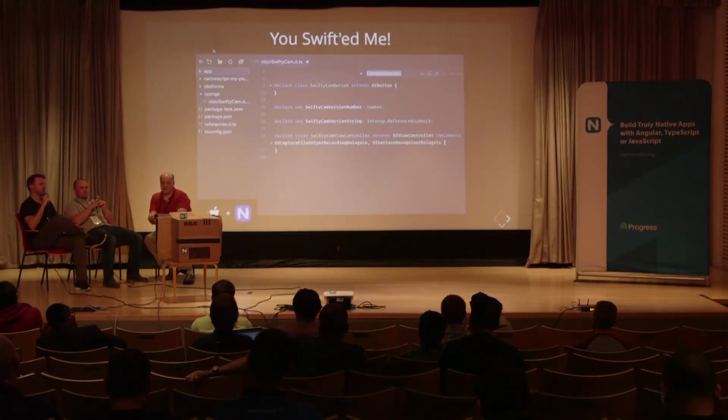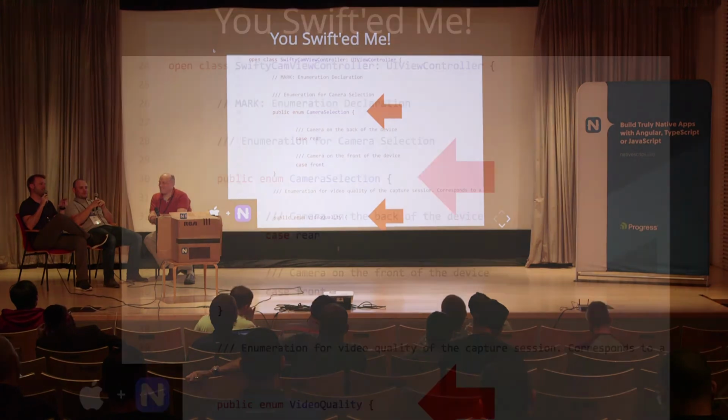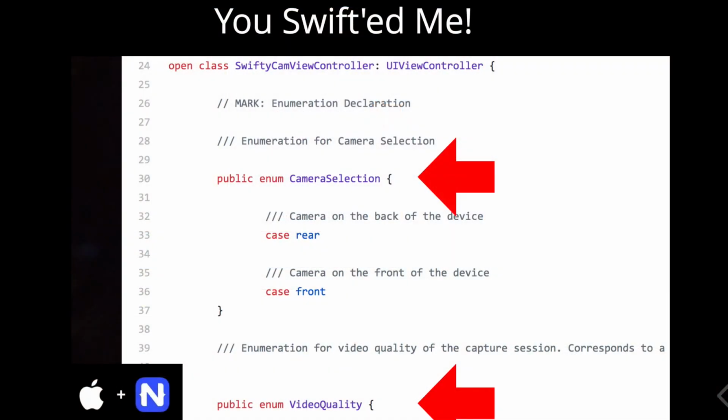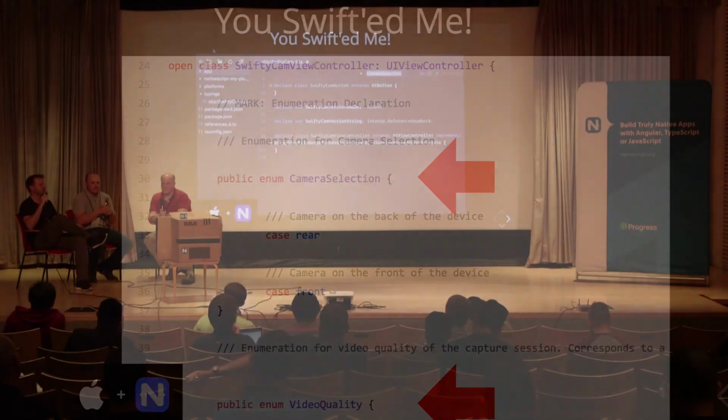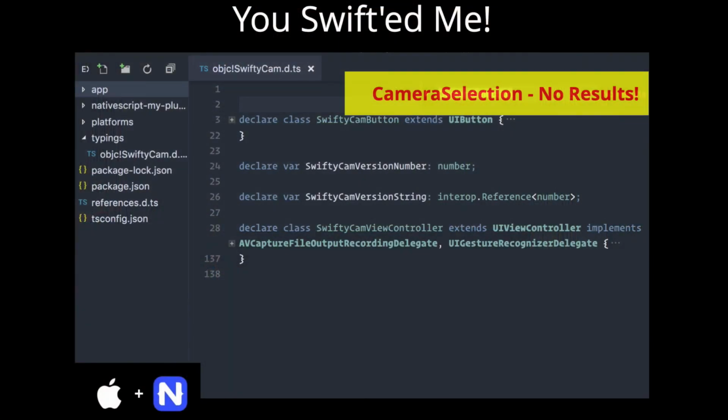Okay. So we're going to look at this TypeScript definition file, and what you'll notice in particular is that with everything collapsed, we only have 4 declarations here. These enums are not mentioned in that definition file. We've got a camera selection enum and we've got video quality, but if we look at the definition, those aren't there. So in basic terms, NativeScript doesn't know they exist? NativeScript doesn't know they exist. Oh. So this is a problem that we have to deal with.